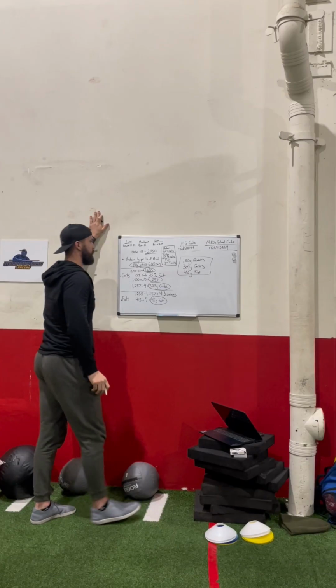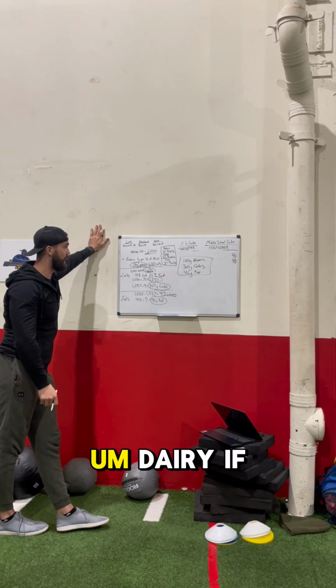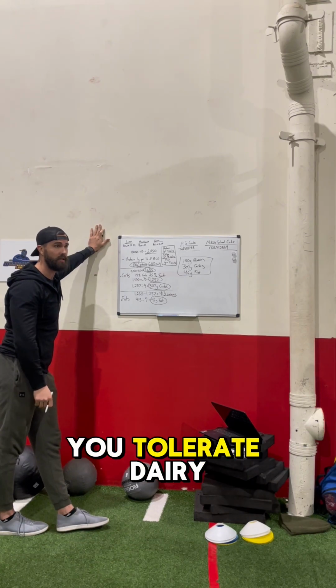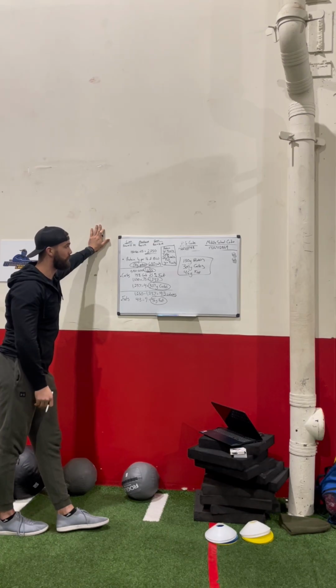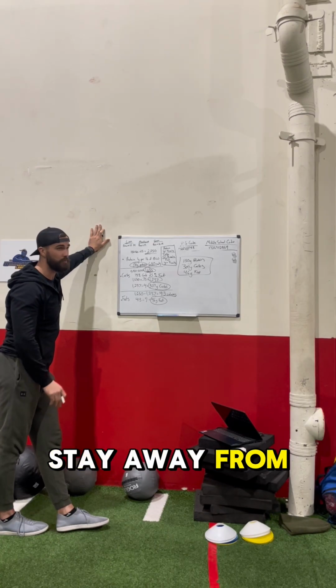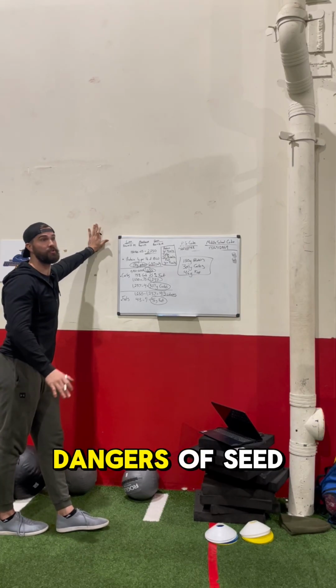What are the fat examples? Healthy fats, animal fats are my favorite. Dairy, if you tolerate dairy, avocados, olive oil, butter. I would stay away from seed oils, and everything has seed oils. I'm sure you guys have probably heard about the dangers of seed oils.